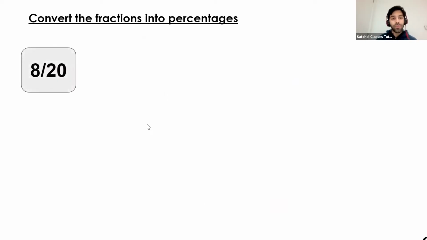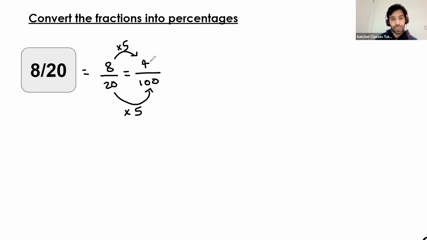I have 8 over 20. Now 20 is a factor of 100. So I need to multiply 20 by 5 because 20 goes into 100 5 times. So 20 times 5 gives us 100. So I would have to do the same to the 8. 8 times 5 is 40. Therefore, 8 over 20 is 40 over 100, which is 40%. So we converted the fraction as a fraction out of 100, and that helped us to convert the fraction into a percentage.